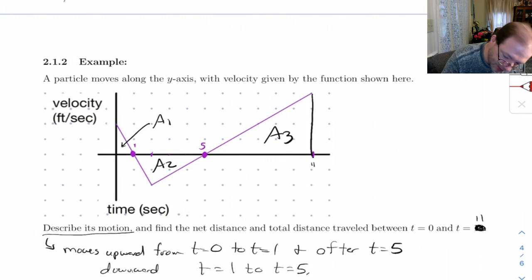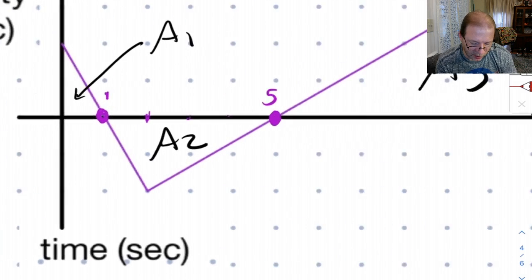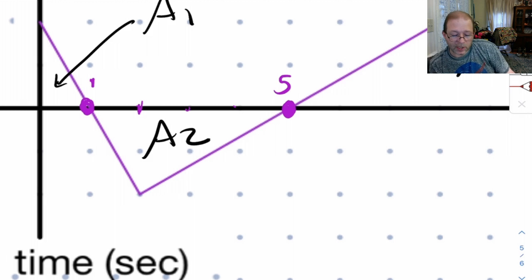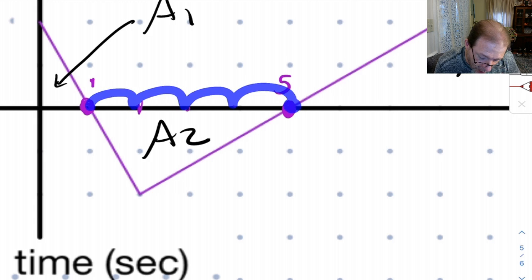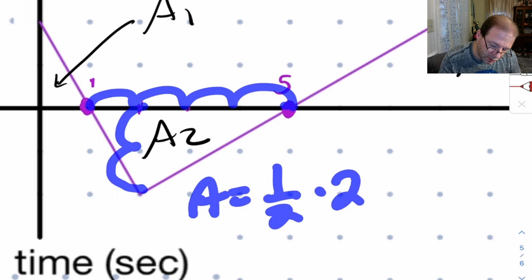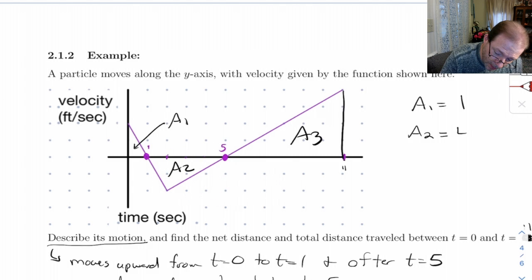Actually, before we do that, over here to the side, A1 is going to be 1, because it's 1/2 times 1 times 2. Area 2, sometimes when people see a triangle like this, they want to split it into two right triangles and find the areas of both, but you don't have to do that. The area of a triangle is just 1/2 base times height. The base of this thing is 1, 2, 3, 4, and the height is 2. So the area is going to be 1/2 times 2 times 4, or just 4. So A2 is 4.